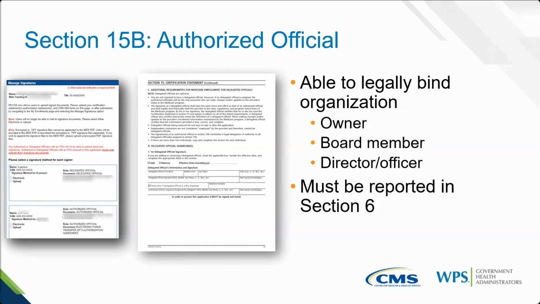They need to be somebody who is able to legally bind the organization into a contract. This application is considered a contract, so the individuals that can sign this as an AO would be an owner, a board member, a director or officer, a high-ranking official, and that person must be reported in Section 6. I said they can't designate the role of authorized official in 6, but they still need to report themselves in Section 6. This is also something that we often develop for. Someone will sign the application that's not reported in 6 or is not on the existing enrollment record if it is, say, a change of information.